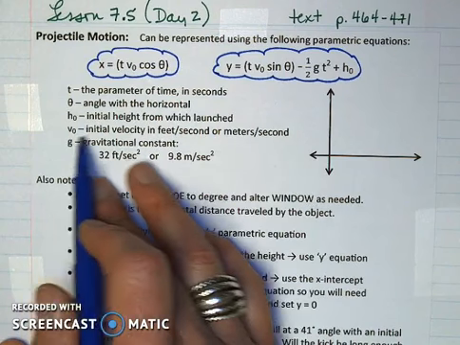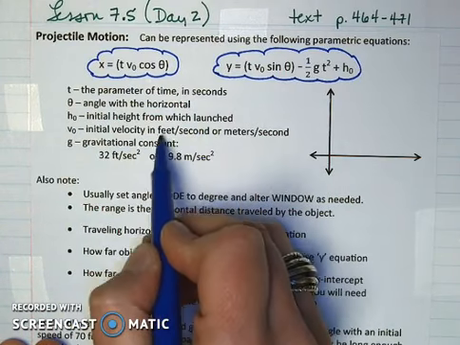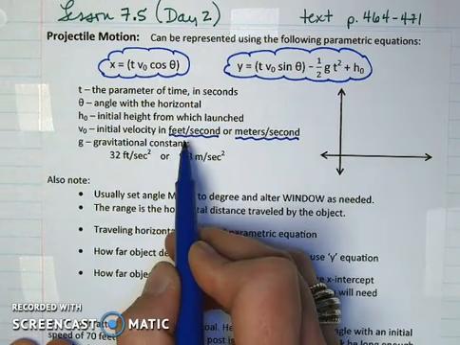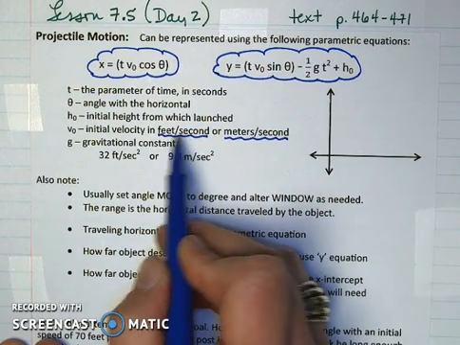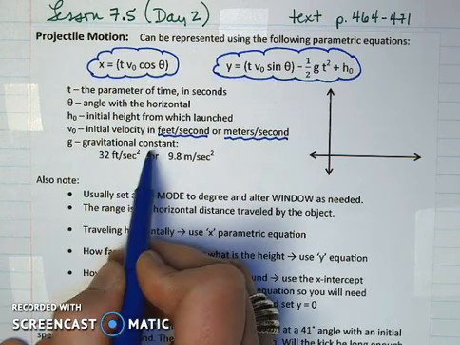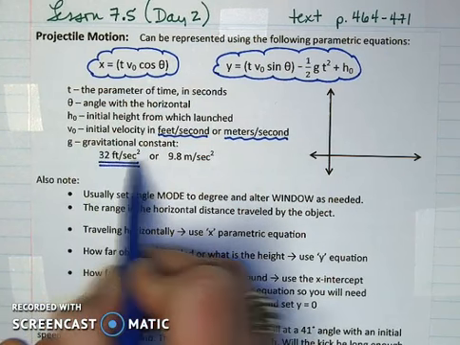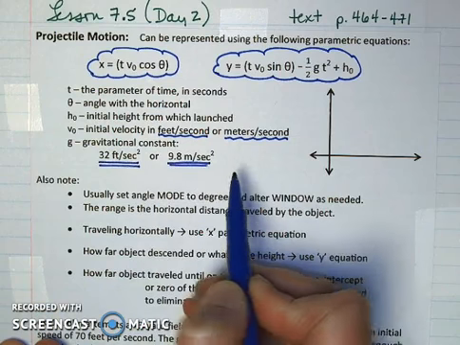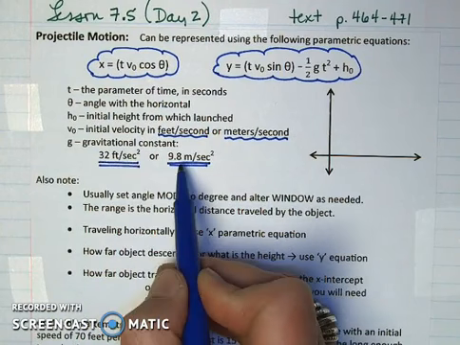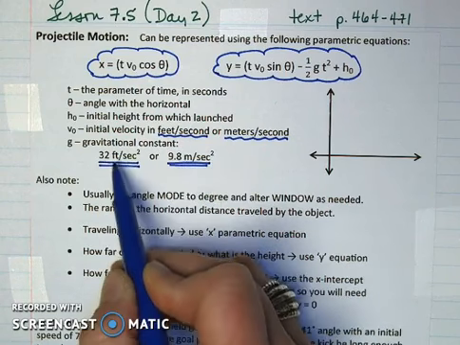V sub 0 is going to be your velocity. The velocity is usually given to you as well, and it is usually in feet per second or meters per second. Sometimes it's in miles per hour, and you have to convert it to feet per second or meters per second. And the reason is because your gravitational constant is going to be either feet per second squared or meters per second squared. And depending upon what your velocity is, that will determine which constant you use, and you may have to do some dimensional analysis to convert those as well to feet and to meters.